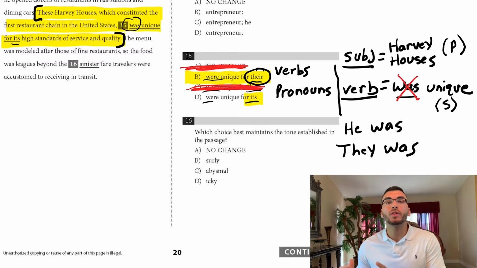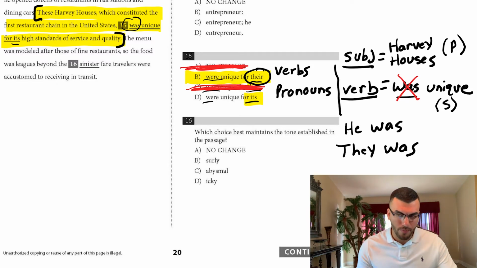It refers to multiple people. It is a singular pronoun. It refers to one thing. So it needs to be consistent across the board. So that's number 15. Let's look at the next question.